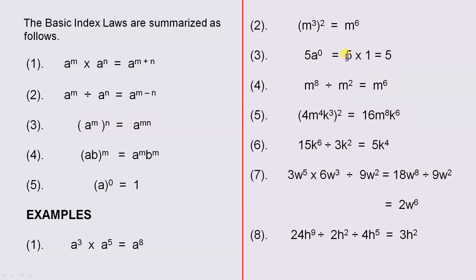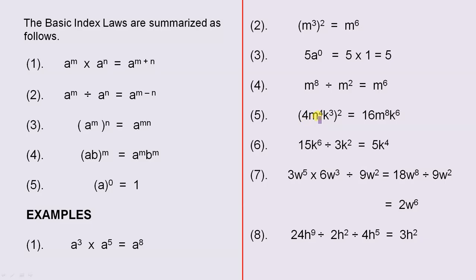5a to the power of 0 is 5 times 1, which gives us 5, because a to the power of 0 is 1, and 5 ones are 5. That comes from this one here. m to the power of 8 divided by m squared is m to the power of 6, because 8 take away 2 is 6. That's the second one.